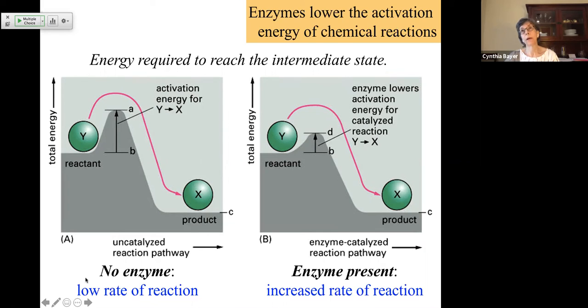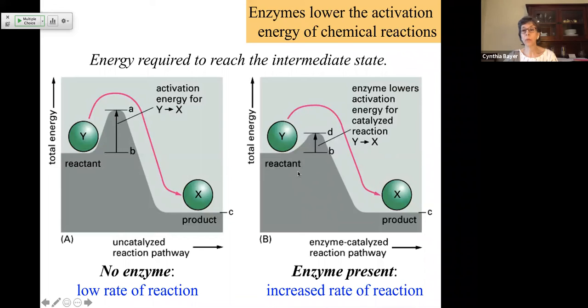Sure, heat could be added to the system. The energy could be heat energy, and that could happen in a beaker. But in a cell, heating up a cell in order to drive a particular chemical reaction would probably kill the cell. It would cause denaturation of all of the other structures in the cell.